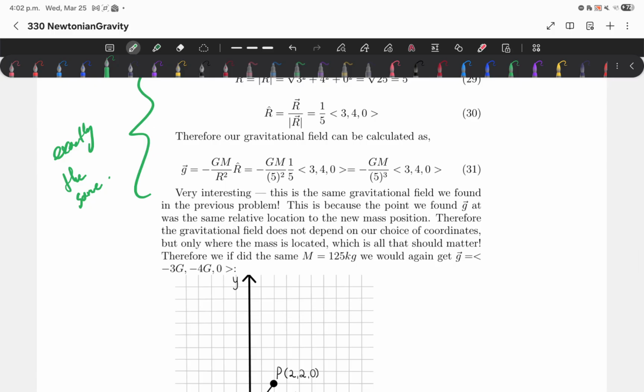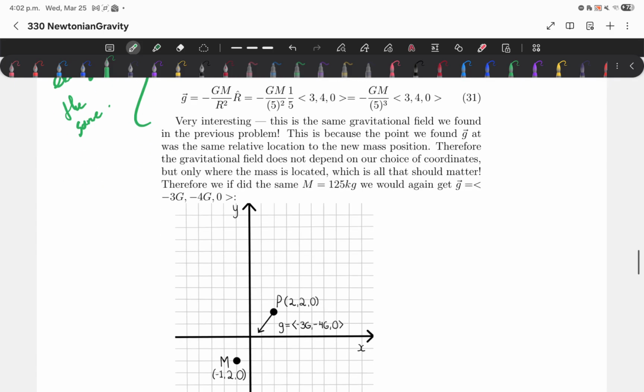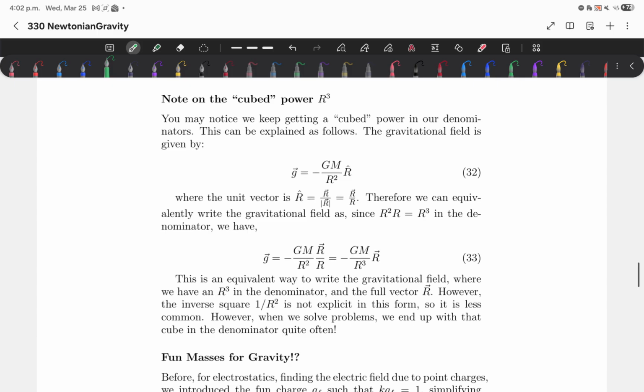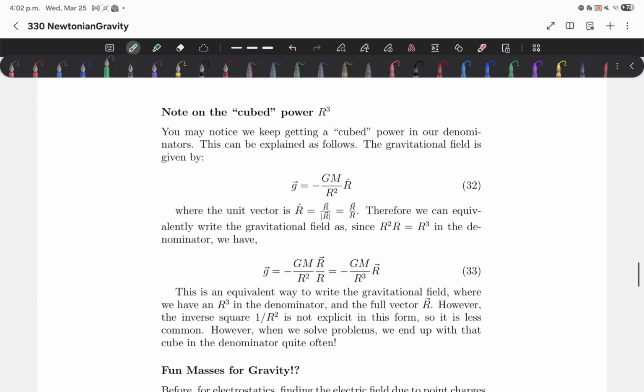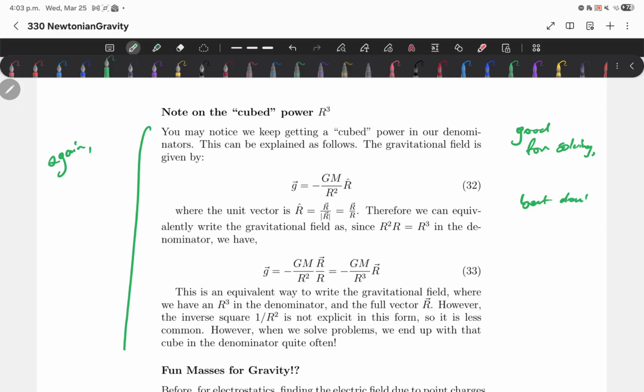Now, the note here on the r cubed in the denominator. Remember how when we did the electrostatic problem, we would get the cube in the bottom a lot? Sometimes we would say, hey, we don't want to work with unit vectors. Let's replace the unit vector. We can do the same thing here. You can replace the unit vector with r vector over r magnitude, and rewrite the gravitational field as negative GM over r cubed times the r vector. So you can do this as well for Newtonian gravity. You can just replace this unit vector and work in terms of r cubed.